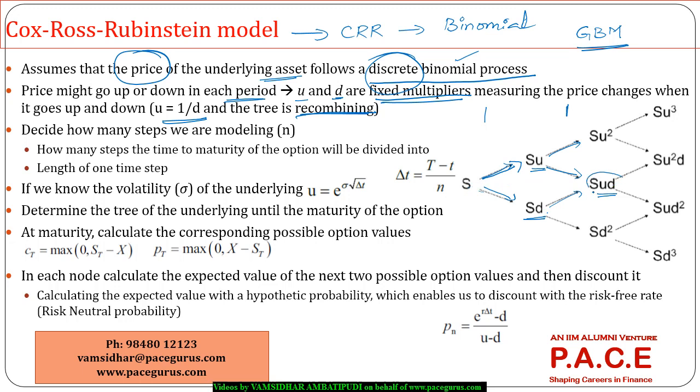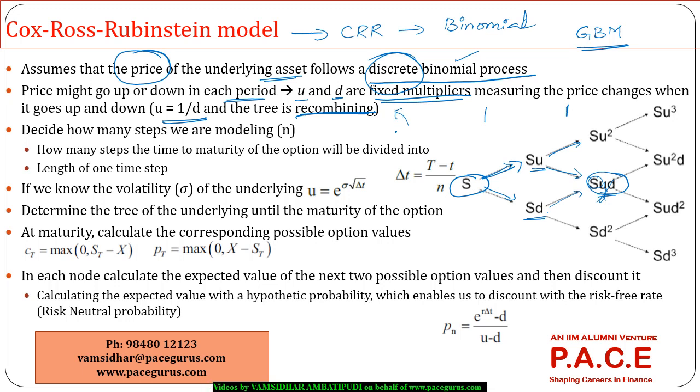The SUD will be the same as S, because it has gone up by U and came down by D. Here also it came down by D and went up by U, and we also know that U is 1 by D, so these two will be similar to S. That is what makes the tree recombining.